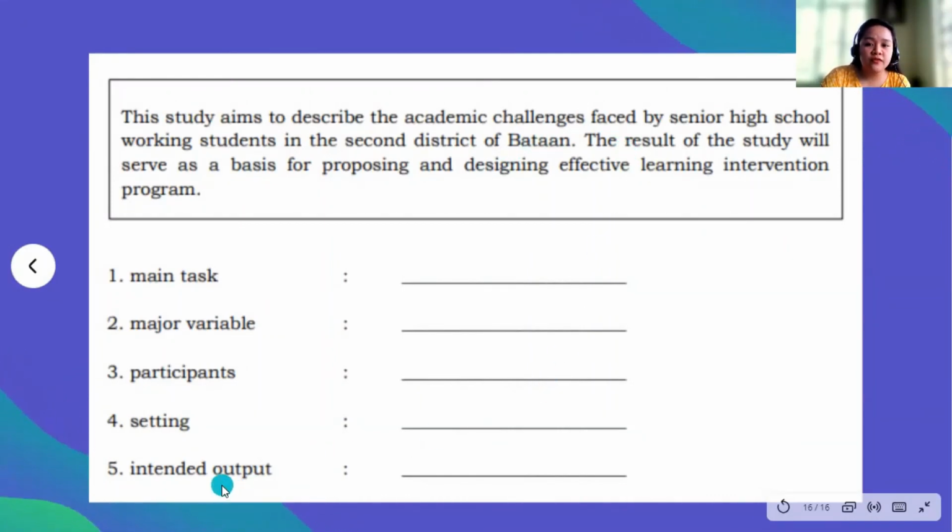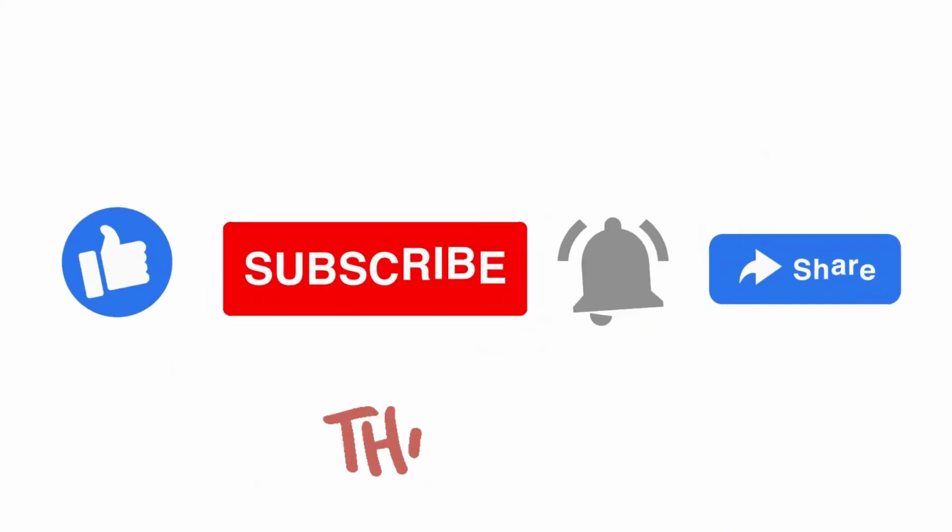What is the purpose of the study? Intended output. It will be the basis for proposing and designing effective learning intervention program. So yun yung intended output. Ganyan mag-formulate ng general problem. So basis nyo ang general problem to formulate the specific problem, which is equal to research question. So that's our topic for today.